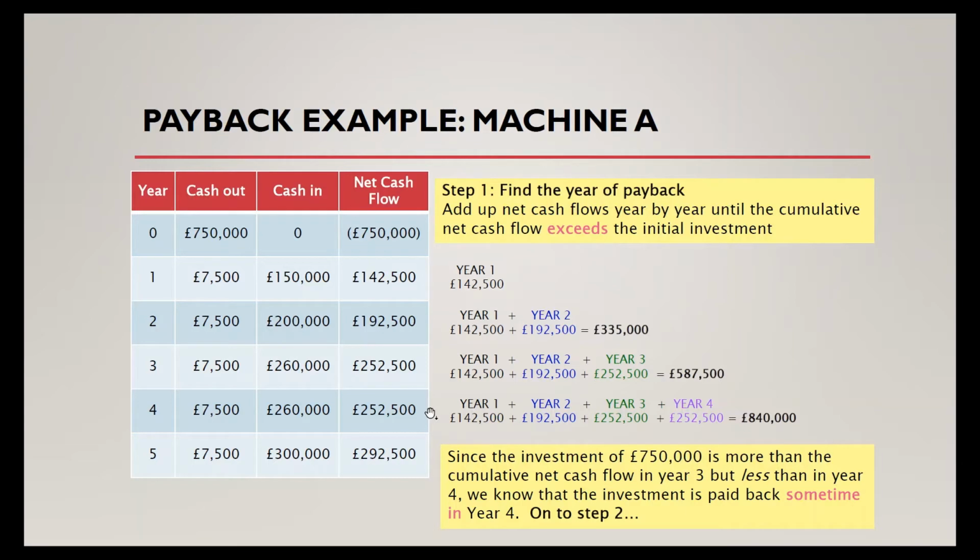In this case, year 1 will generate 142.5 thousand, and this number comes from 150,000 pounds cash in minus the 7,500 pounds cash outflow. For year 2, the net cash flow will be 200,000 minus the 7,500. This is going to be a total of 192.5 thousand pounds.